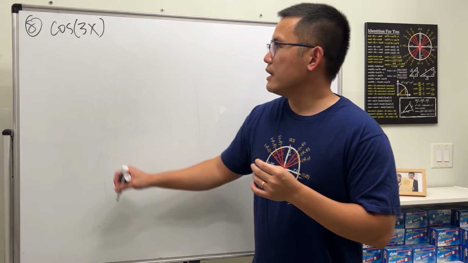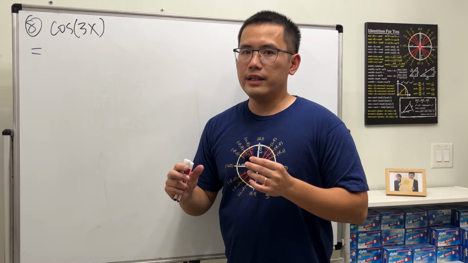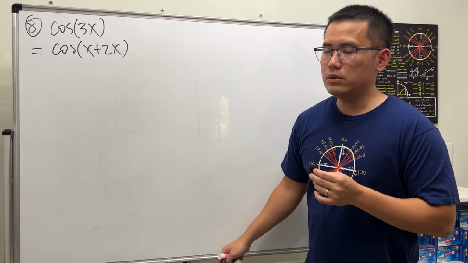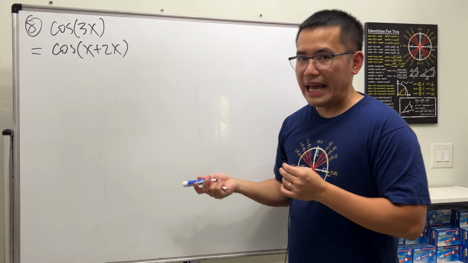If you take a look at the following here, for 3x, we can actually look at it as x plus 2x. So let's write that down: cosine of x plus 2x. Why do we do that? Well, now we can look at this as an angle sum, and then we can use the angle sum identity for cosine. So check this out. Here's the note.